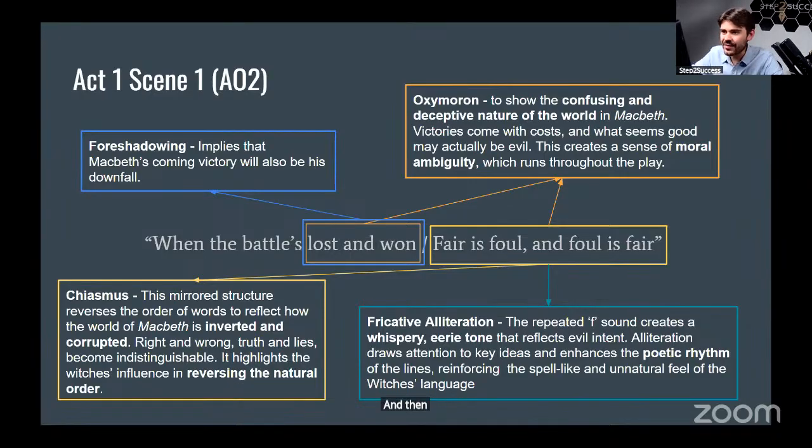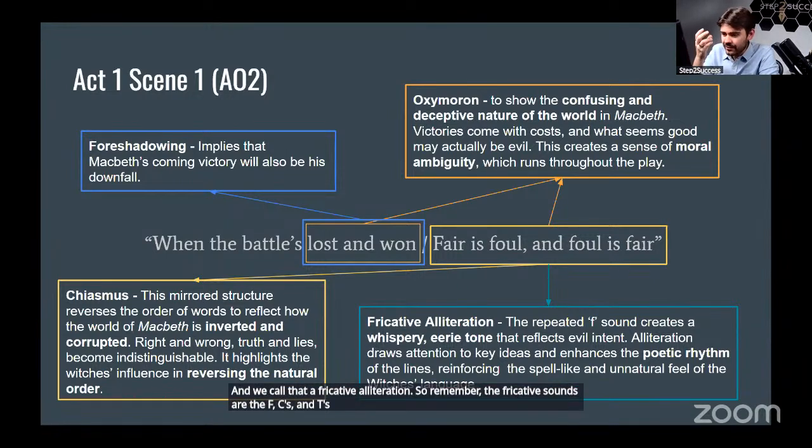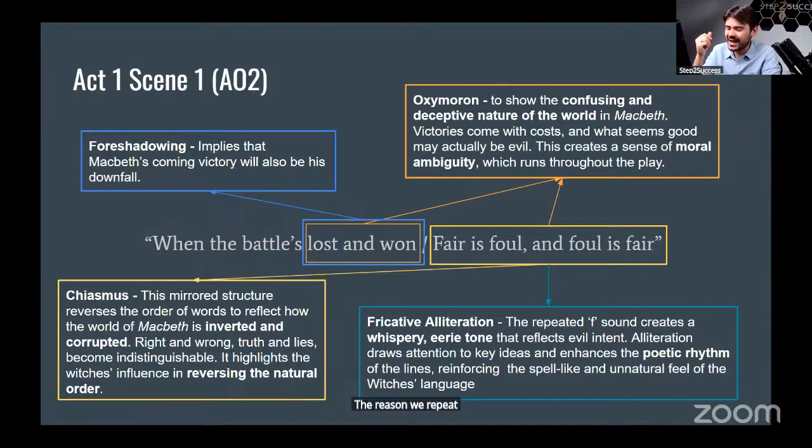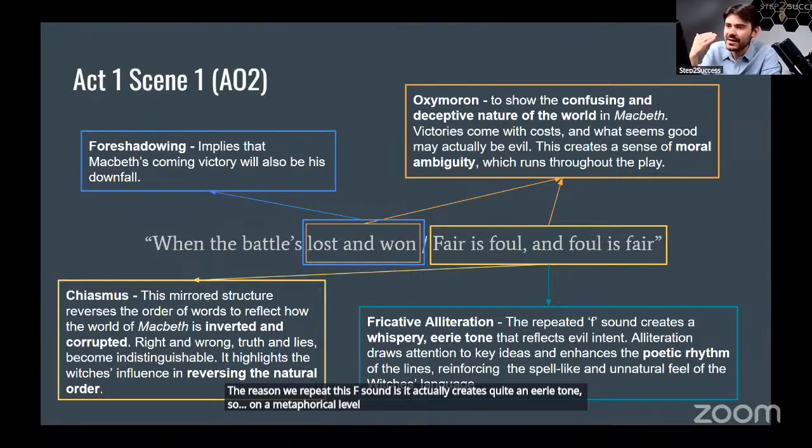And then as well, we get this repeated F consonant. And we call that a fricative alliteration. So remember, the fricative sounds are the F, S's, and T's. Well, F, the fricative, is quite a harsh sound. The reason we repeat this F sound is it actually creates quite an eerie tone. So on a metaphorical level or a symbolic level, it represents evil intent because that F sound is quite forceful. We tend to see F sounds used in a deceptive and manipulative context, when things are supposed to be quite hard-hitting and harsh.